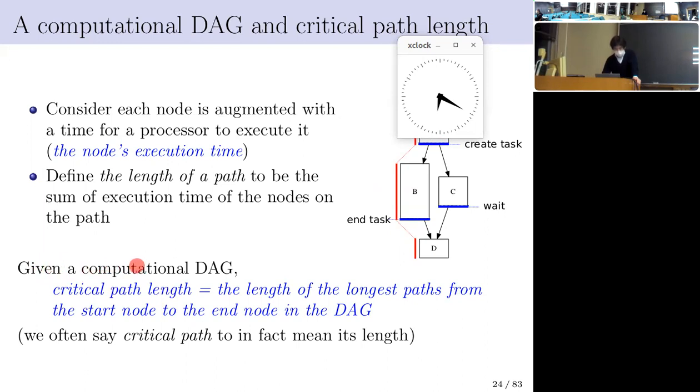Given a computation, the critical path length of this particular DAG is the length of the longest path from the start node to the end node in the DAG. In this particular computational DAG, there are actually two paths from the beginning to the end. So this is the beginning of the computation.